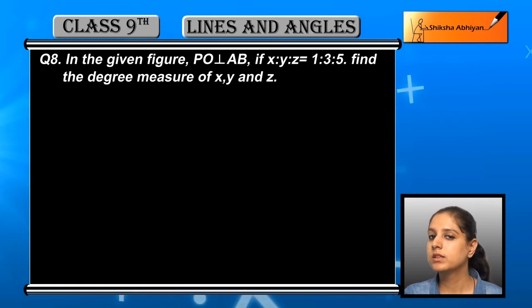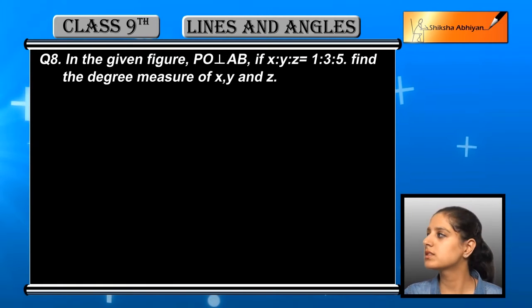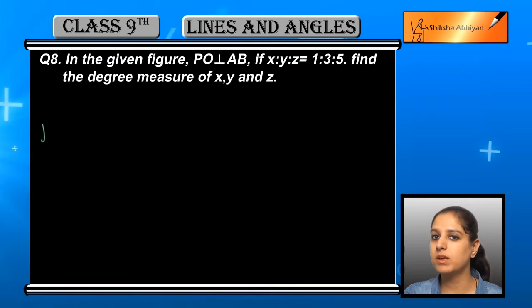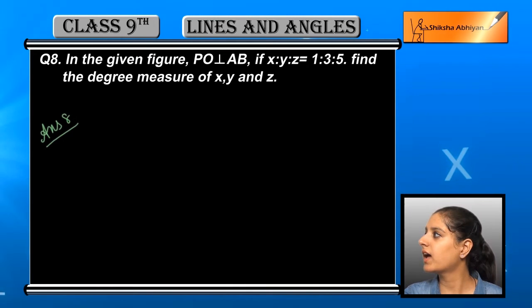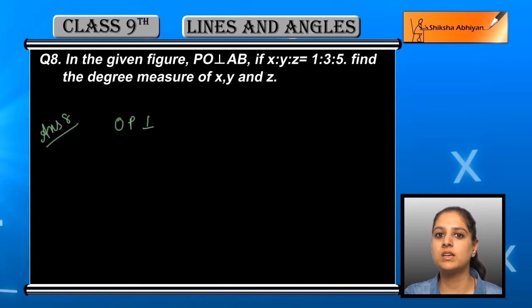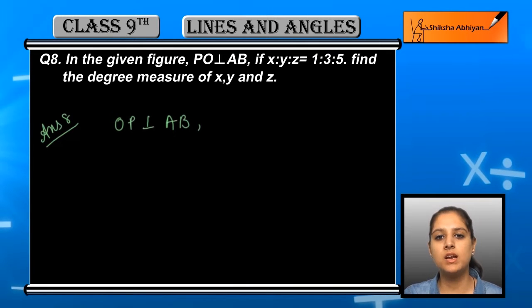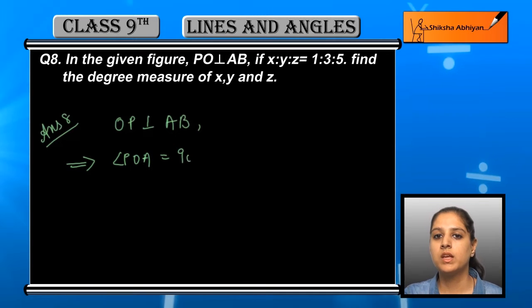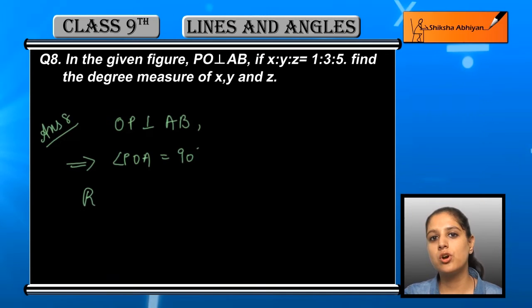First of all, the first thing that is given to us is OP and AB. They are perpendicular to each other. So OP is perpendicular to AB. इस वजह से हम ये कह सकते हैं that angle POA is equal to 90 डिग्री. परपेंडिकुलर का मतलब ये है कि 90 डिग्री का एंगल फॉर्म हो रहा है, तो इससे POA 90 डिग्री का होगा. Now next thing that we are given is the ratio of x, y, z.